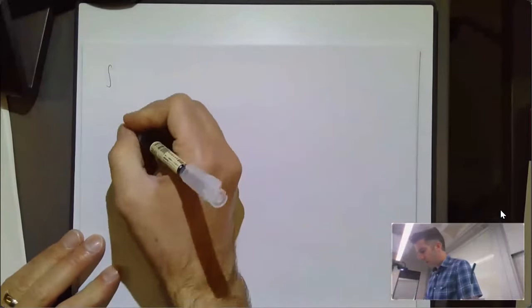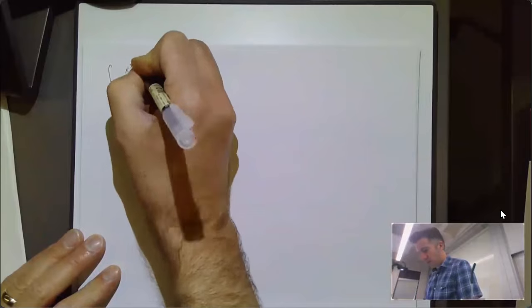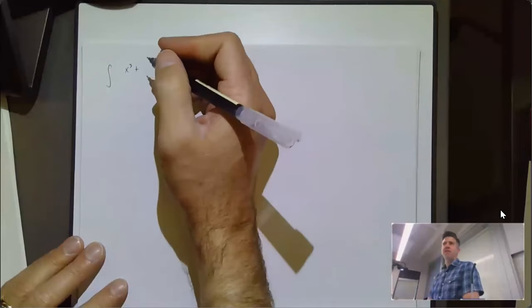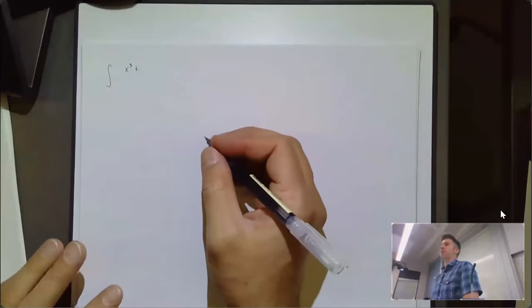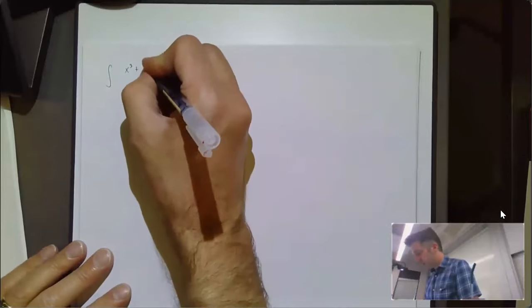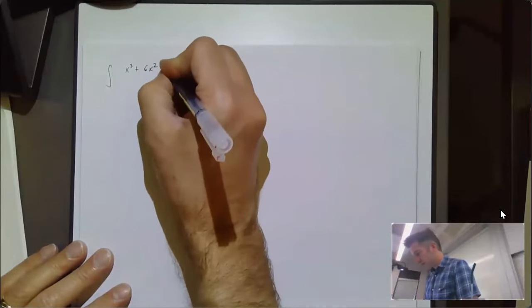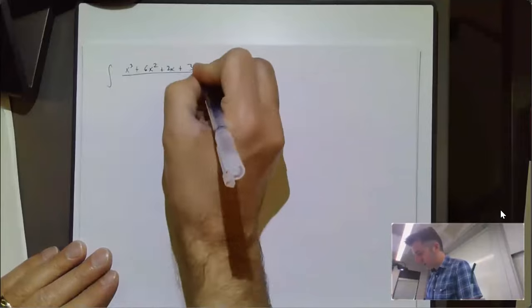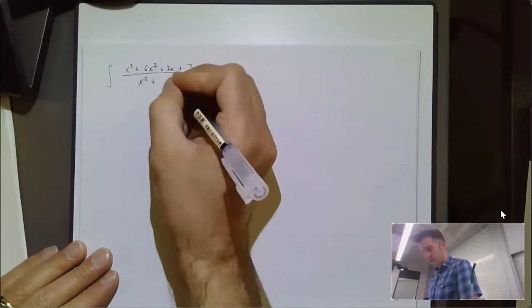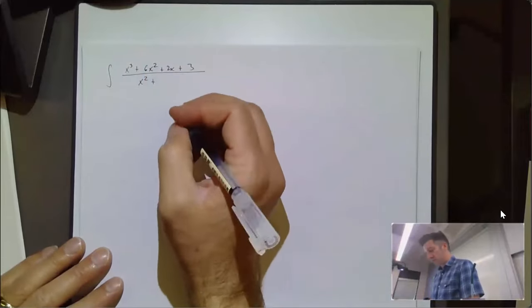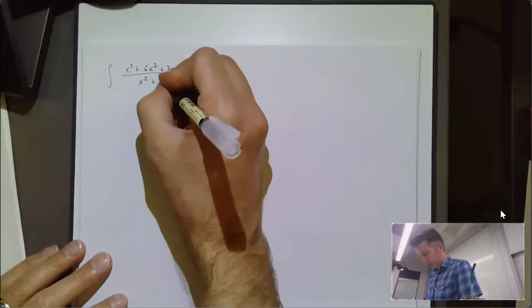The integral of x cubed plus, I believe these are posted on Canvas and solutions. If they're not, I would have posted them up there, but I think they're already up there. So we have the integral of x cubed plus 6x squared plus 2x plus 3 over x squared plus 6x plus 1.